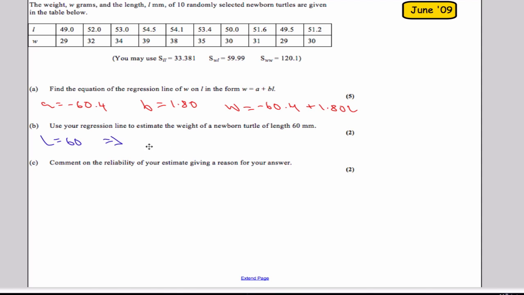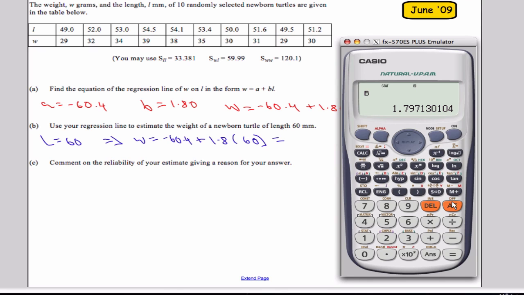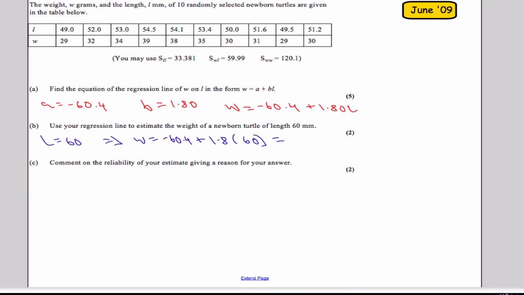So we'll get W equals minus 60.4 plus 1.8 times 60, and bringing up our calculator again, minus 60.4 plus 1.8 times 60 gives me 47.6. So 47.6 grams.